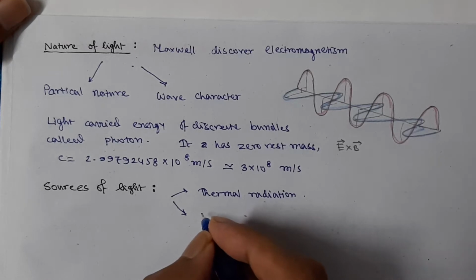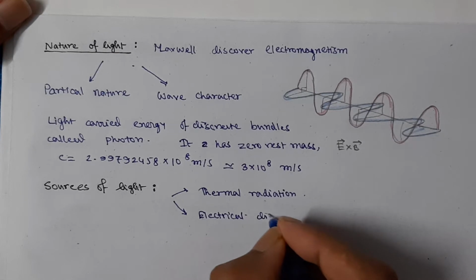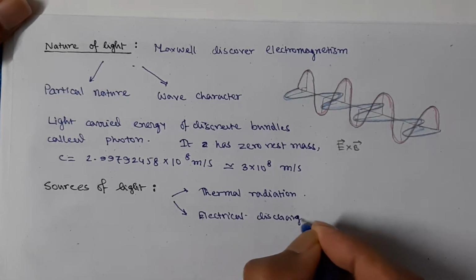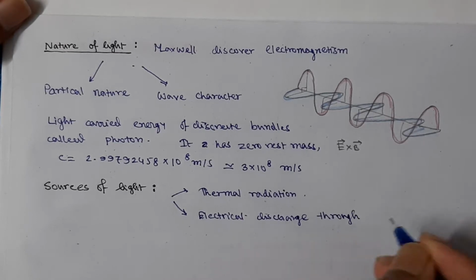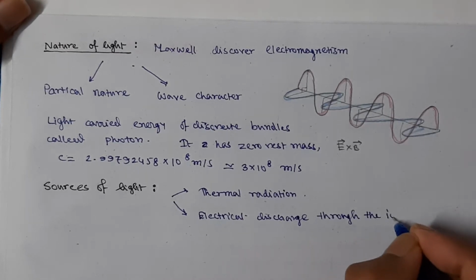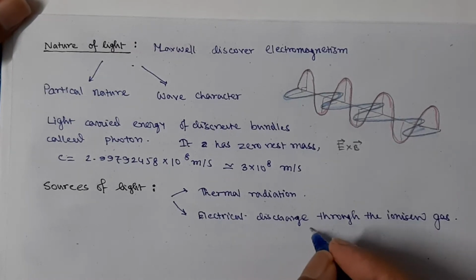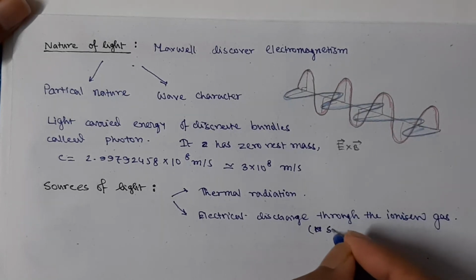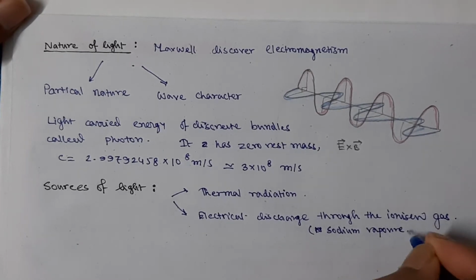And the second is that it is produced by electrical discharge through ionized gas. It is like the example of the sodium vapor lamp.